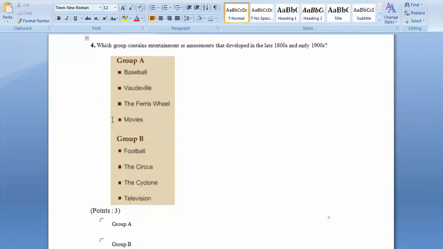Number four, which group contains entertainment or amusements that developed in the late 1800s and early 1900s? So remember, these inventions all have to be developed within this time period. If any one was developed later or earlier than that, it would not make sense for the option. Group A options are baseball, vaudeville, the Ferris wheel, and movies. Group B options are football, the circus, the cyclone, and television.